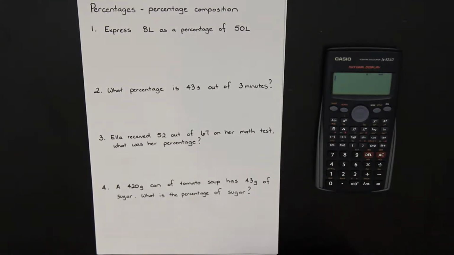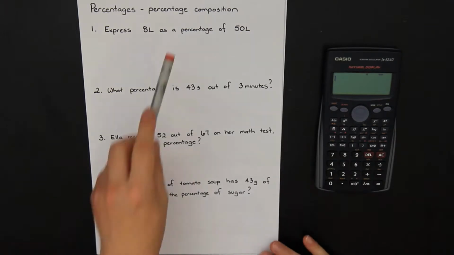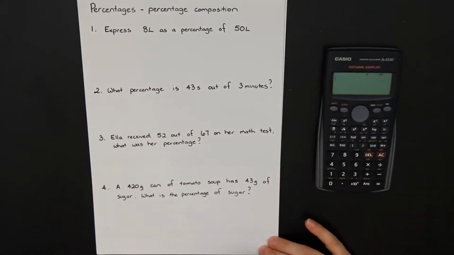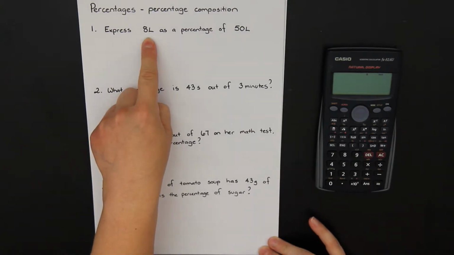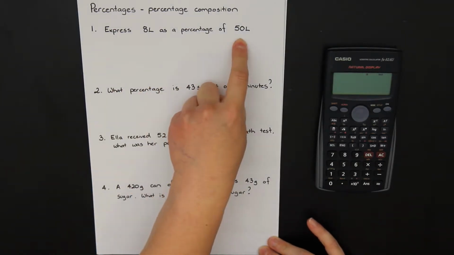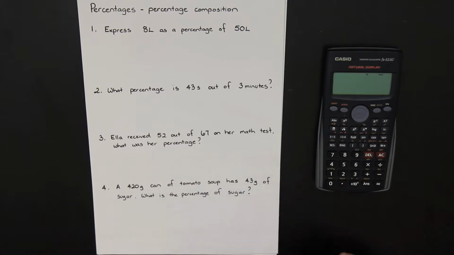Today we are doing percentages, and we're doing percentage composition, which basically means we want to find one amount as a percentage of a second amount. So you'll have two amounts and we want to find the percentage. Let's have a look at some examples here.